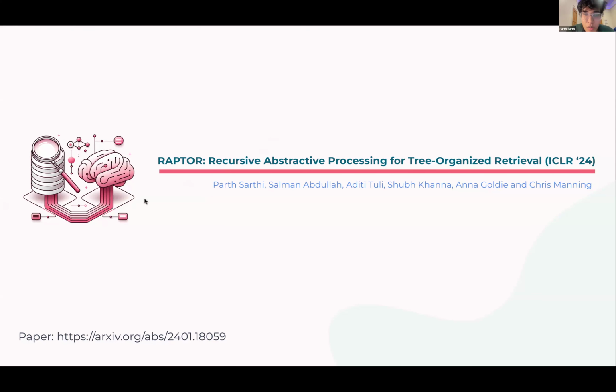Hi everyone, I'm Parth, here with my fellow co-authors, Salman, Atish, Shib, and Anna. This is RAPTOR. RAPTOR stands for Recursive Abstracted Processing for Tree Organized Retrieval. Super excited to share this with all of you. So let's get started.